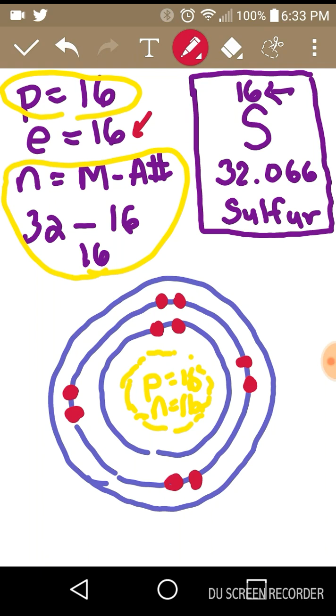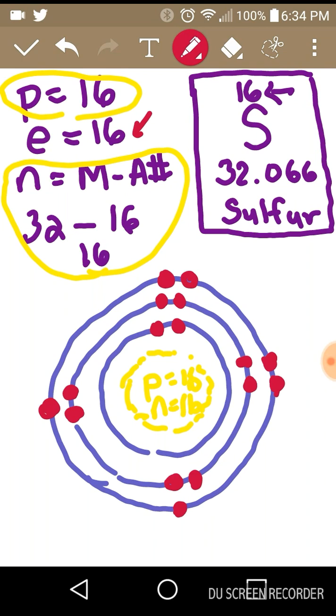Now all we need is 6. Now, granted that on the last ring, which is the third ring, we can fit up to 8, but we only need 6. So we're going to go ahead and do the same method. Start up top. That's 1, 2, 3, 4, 5, then 6. Okay, and these are the valence electrons.